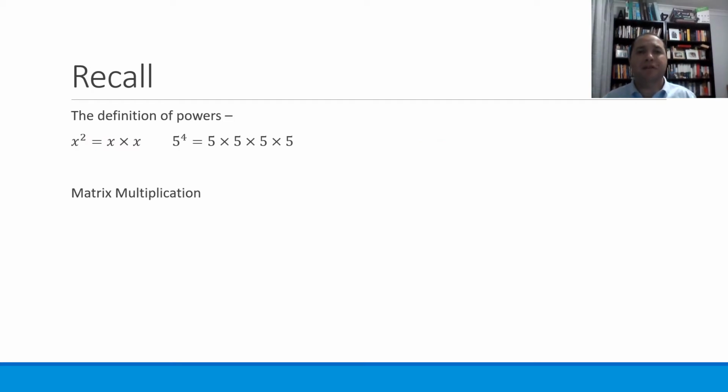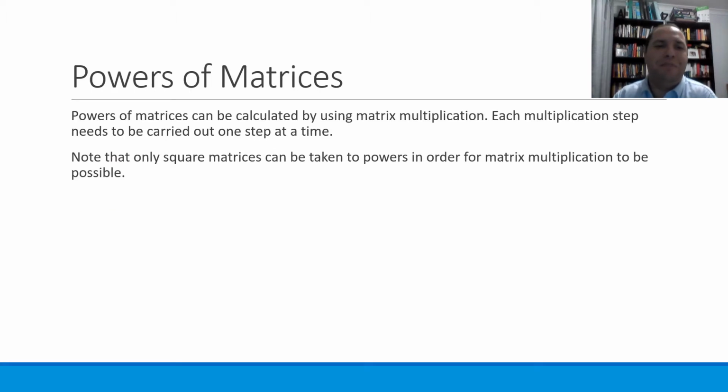A few things to remember. The definition of powers, so for example, x squared just means x times itself twice. If we're talking about 5 to the 4, we're taking 5 and multiplying it by itself 4 times. That's what powers mean. We just keep repeatedly multiplying by the same number according to the number in our power. The other thing you'll have to know is matrix multiplication. That was covered in an earlier video.